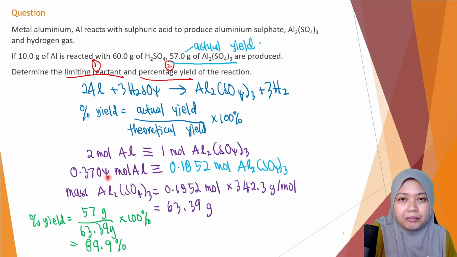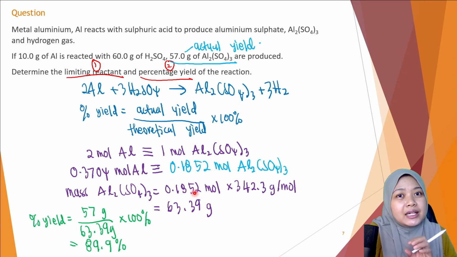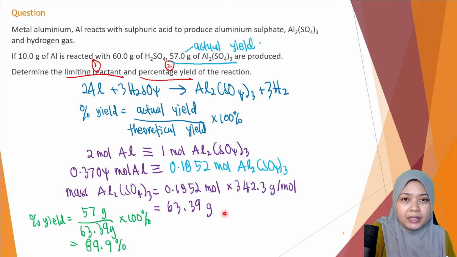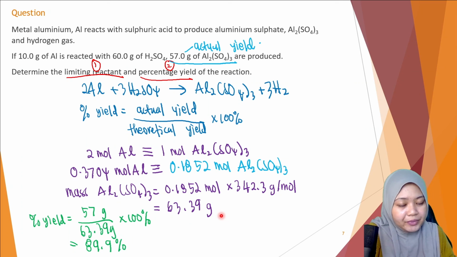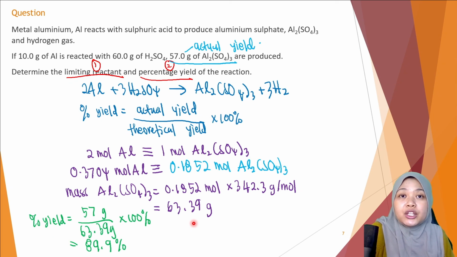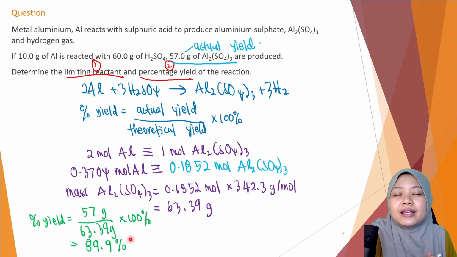Okay, and then you ambil mole needed tadi. Mole ni you dapat daripada 10 gram of aluminium. You compare, then you will get the new mole for aluminium sulfate, and then you get the mass. The mass that you got is theoretical yield. Once you dapat theoretical yield, you check, because the value of actual yield must be smaller than theoretical. Okay, nampak seperti logik. Kemudian you masukkan dalam formula, tekan calculator, dan you will get the answer.